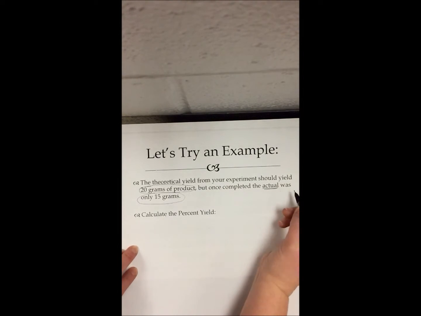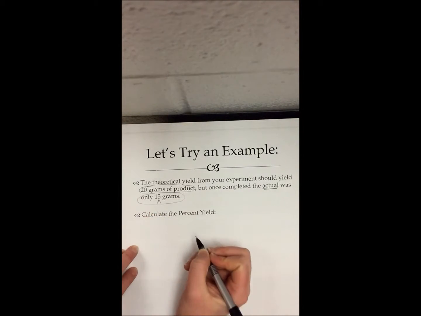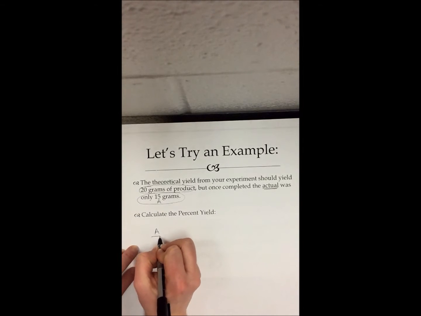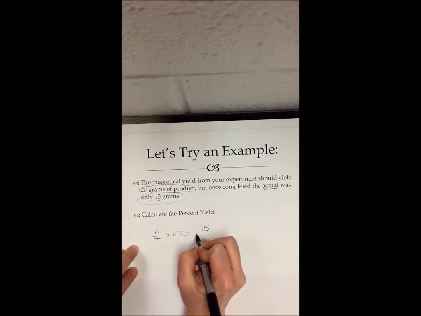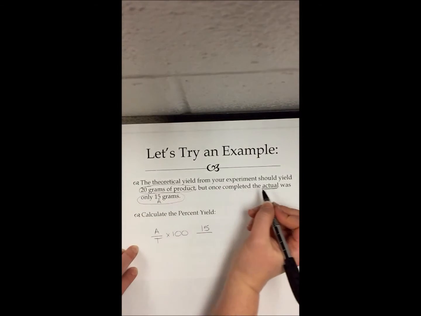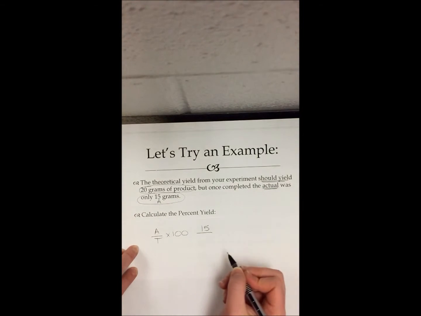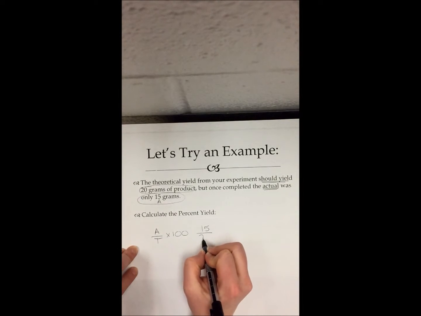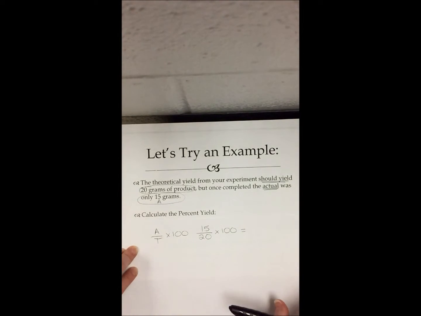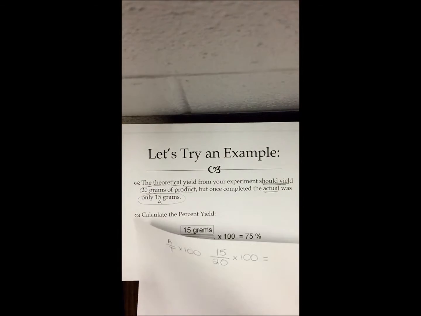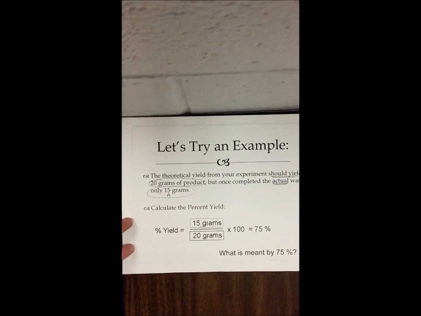So the actual, aka our A, is going to be our 15. So we're going to take our 15 over top of what we should yield, aka our theoretical. So in this problem, you actually didn't have to do much work. We're going to do 15 over 20 times 100, and you'll see that we get our answer as 75%.